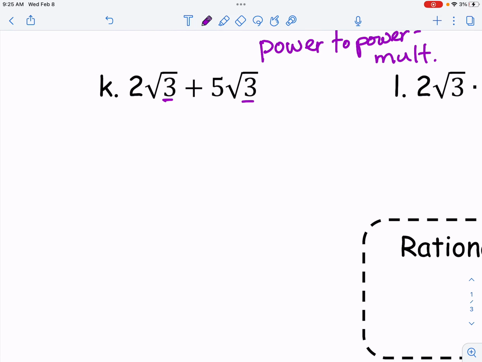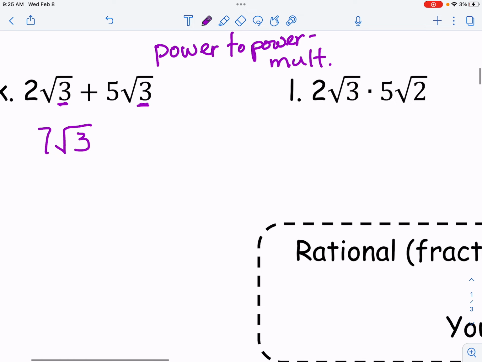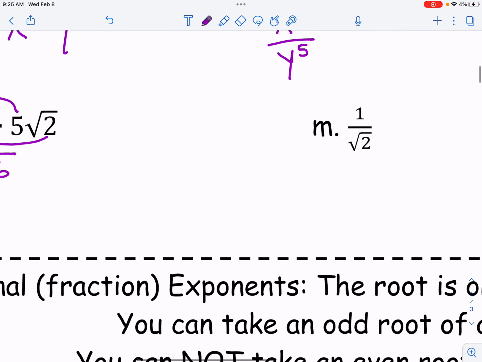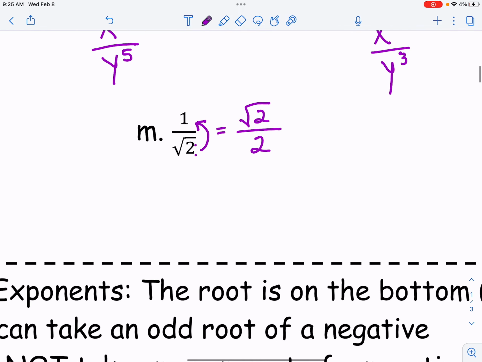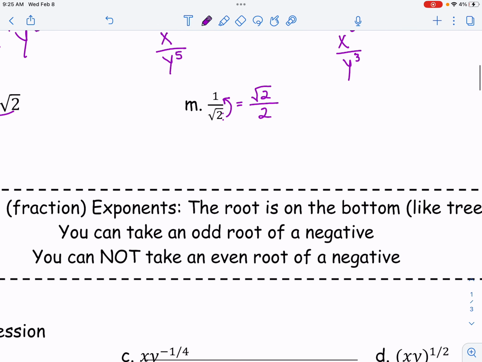For addition and subtraction, the same number has to be under the radical, so this would be 7 root 3. You don't change it. If it's multiplication, you multiply outside times outside, inside times inside. You cannot leave that radical on the bottom, so we have to swing it up to the top. So that would be root 2, and square it on the bottom, so that's 2. That's just a quick review.